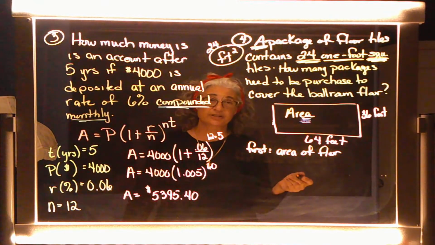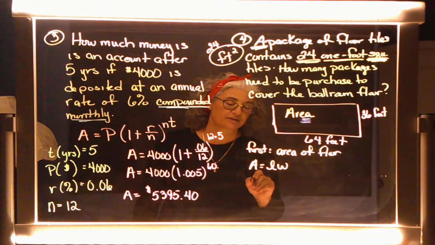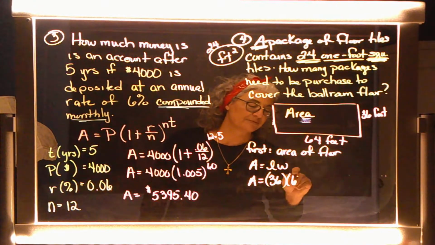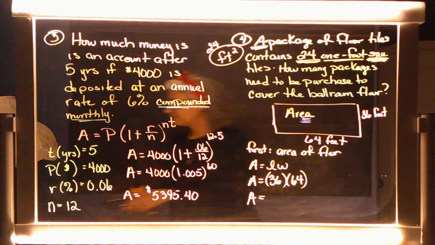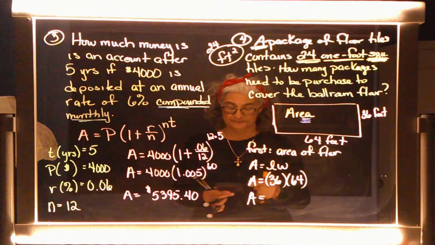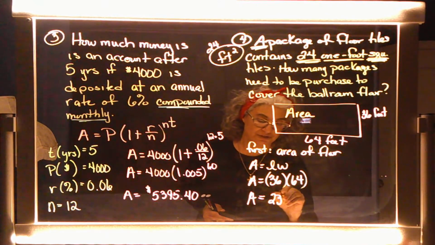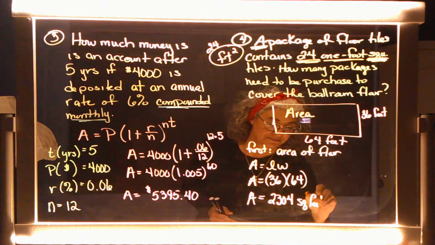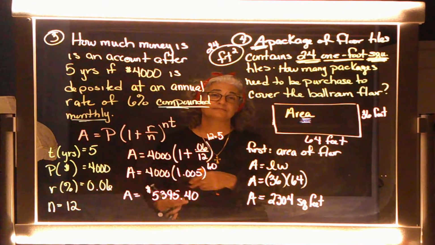And gratefully, the floor is in the shape of a rectangle. So how do you find the area of a rectangle? Good. Length times width, which means you're going to have to do 36 times 64. And what does that give you? No? Okay. Get to your calculators. Yeah, 36 times 64. I got 2,304 square feet. That's how much area I need to cover for this ballroom floor.